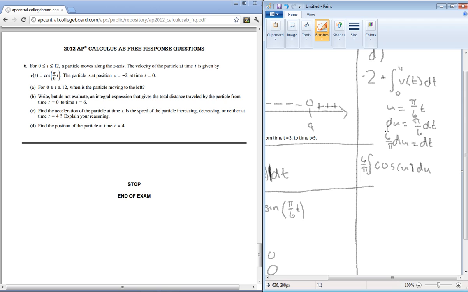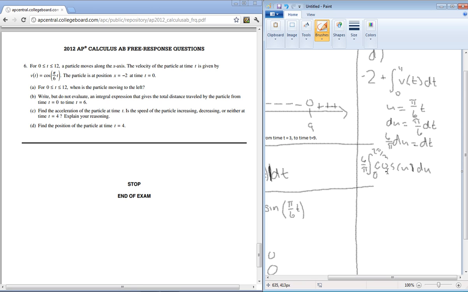So what we do is we take the 0 and 4, which are in respect to t, and we plug them into this equation, which changes our t values into u values. So now it's from 0 still, because 0 times pi over 6 is 0, and 4 times pi over 6 is 2 pi over 3. So that's our expression right now.